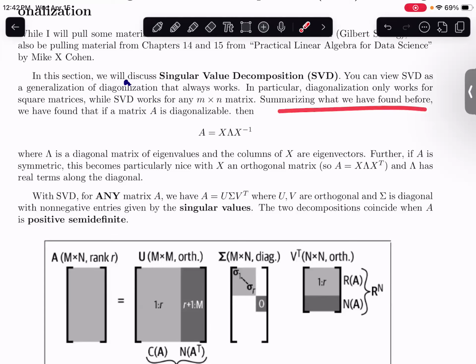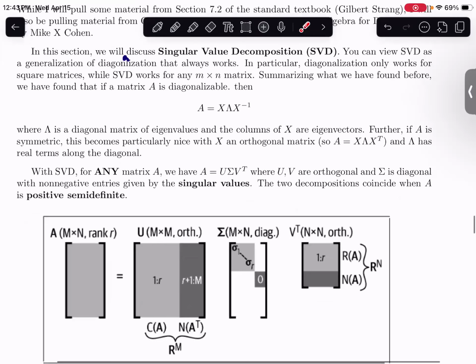And so summarizing what we found before, if a matrix A is diagonalizable, then we can write A equal to X times lambda times X inverse, where lambda is a diagonal matrix of eigenvalues, and the columns of X are eigenvectors. Furthermore, we saw that if A is symmetric, this becomes particularly nice, where X is going to be an orthogonal matrix, and lambda has real terms along the diagonal. So we like symmetric matrices a lot. And so that kind of summarizes chapter 6.